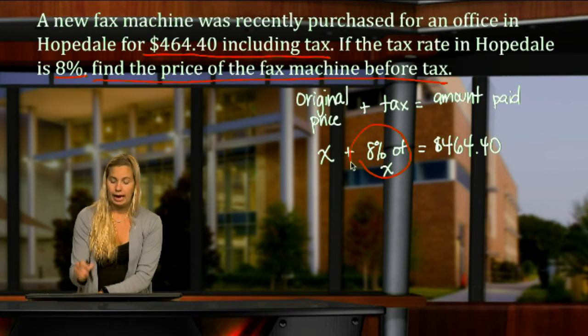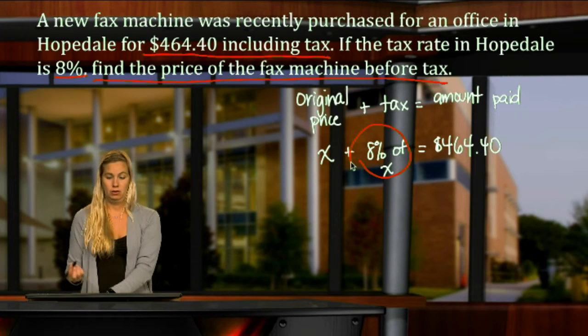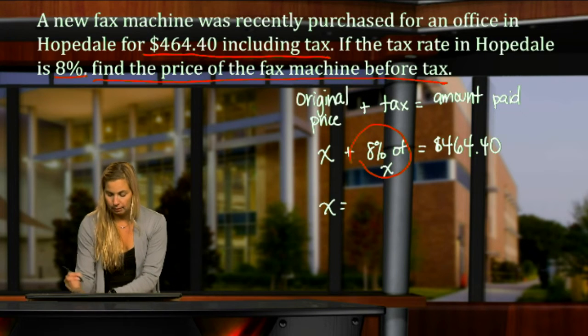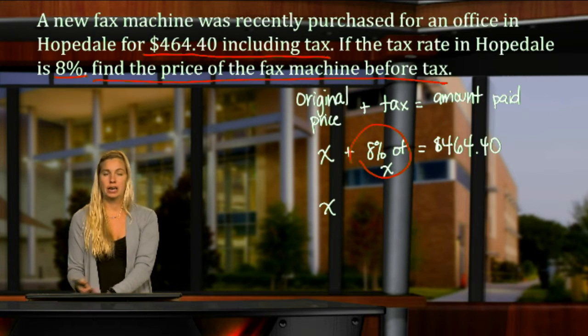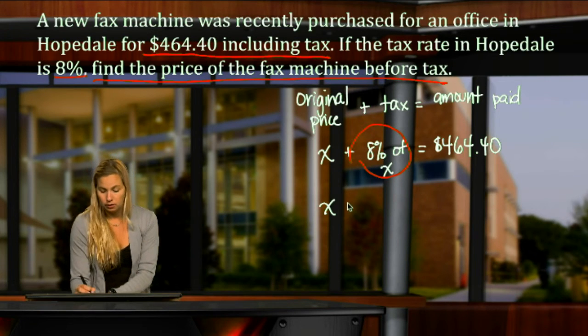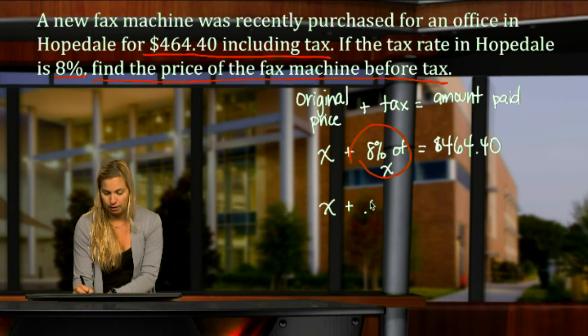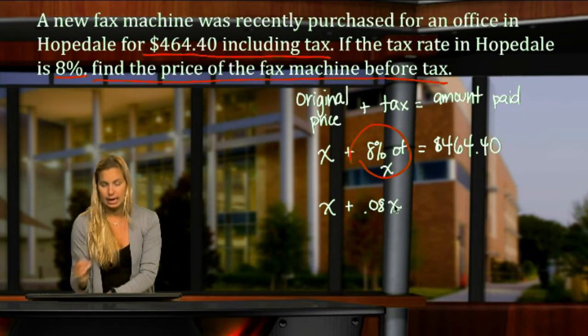So we have one more step before we can solve this equation. How do I find 8% of x? Well, we've done this now in several examples. To find 8% or a percentage of anything, you convert the percent to a decimal and you multiply by the quantity. So 8% of x is the same as 0.08 times x.